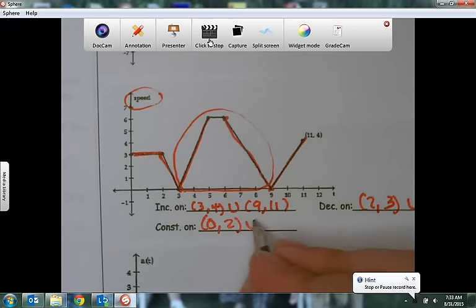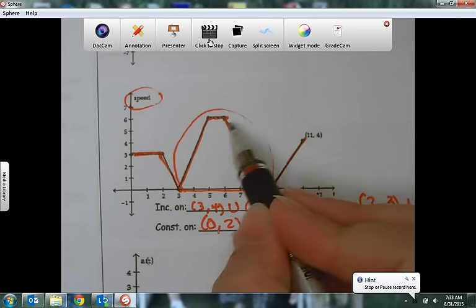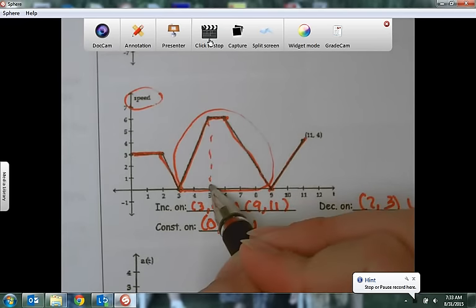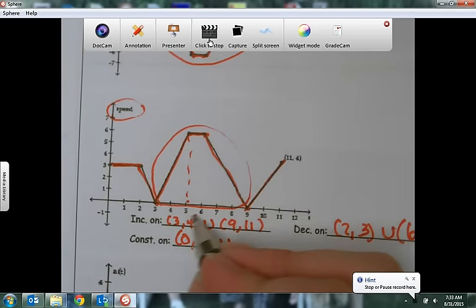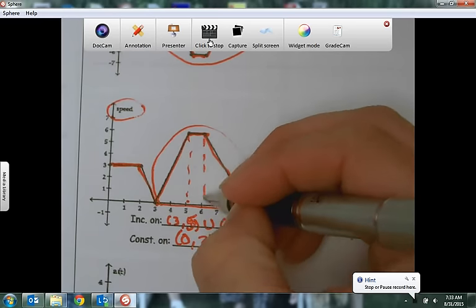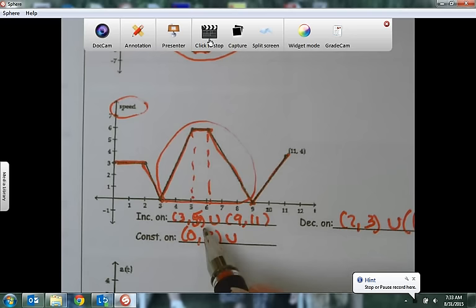and from 4, is that 4? What is that, 4 or 5? Shoot, I think I called that 3 to 4, that was 3 to 5. Should have drawn my little line. Okay, there. So that was 3 to 5 up there. So that's going to be from 5 to 6.